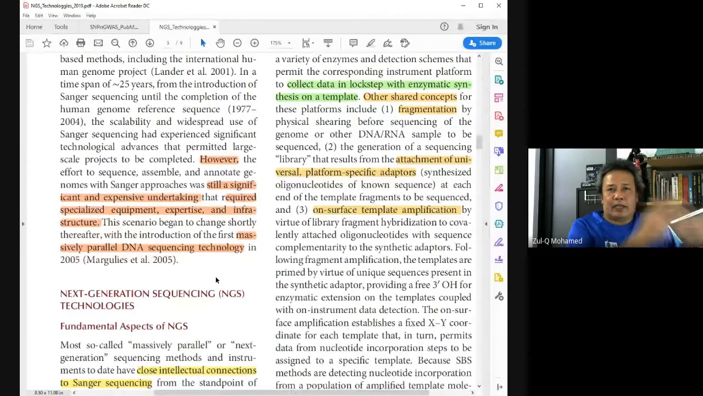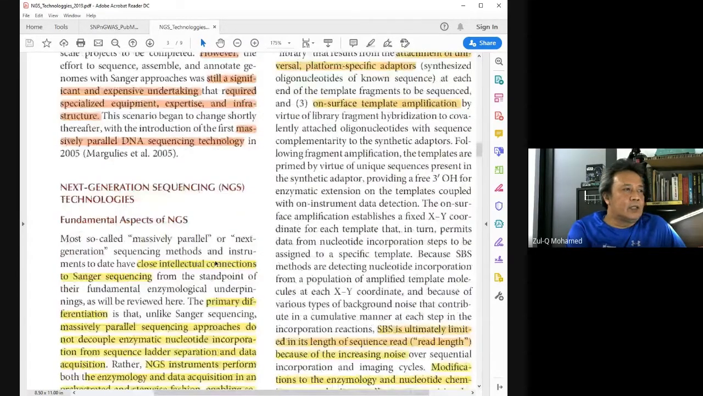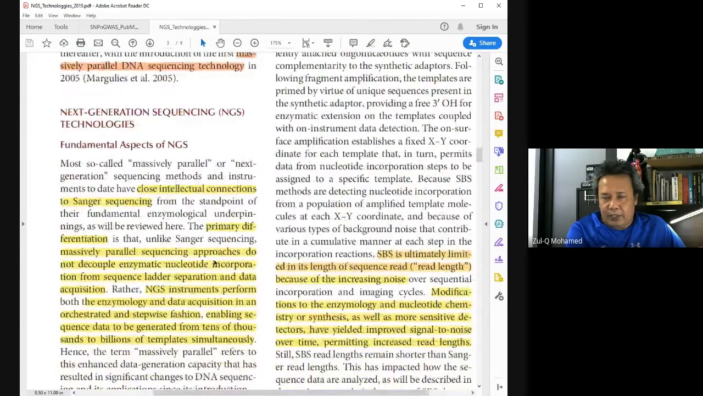Then comes the technology for massively parallel DNA sequencing. When you're talking about massively parallel, this is what we're talking about: NGS. So when they talk about NGS, you start comparing NGS against traditional Sanger sequencing.